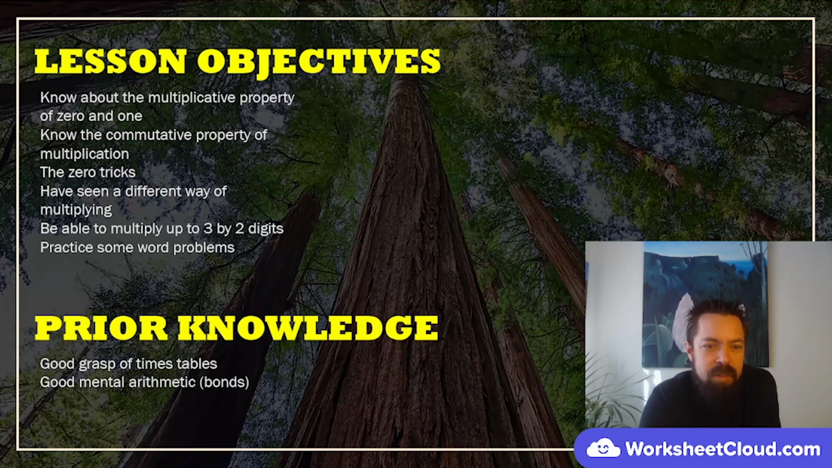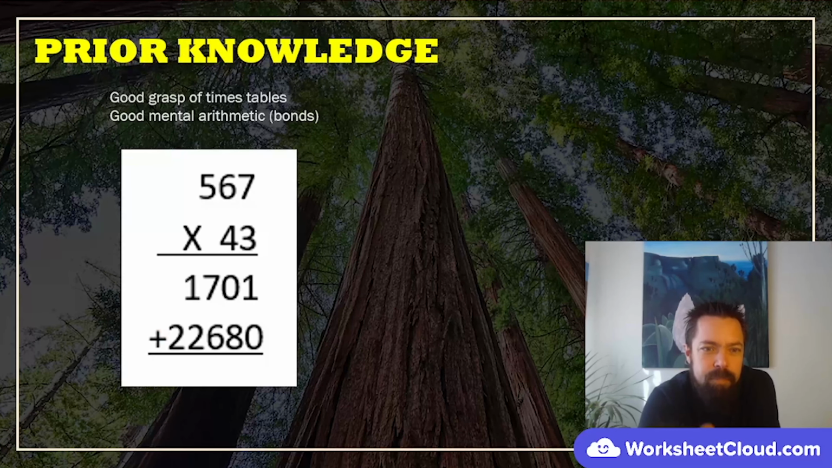So good things to have. I hope that you have a good grasp of times tables. That means that you're fluent with times tables and that you are good with mental arithmetic, the bond stuff that you should learn in foundation phase. And by now should be good, but it isn't always. So those things will really help you, and I'll explain why on the next slide.